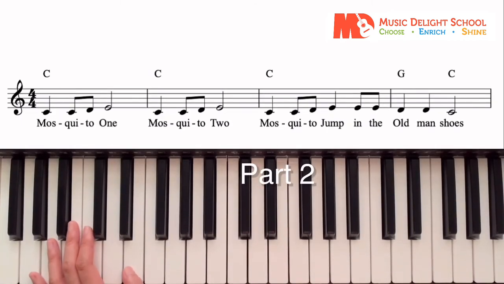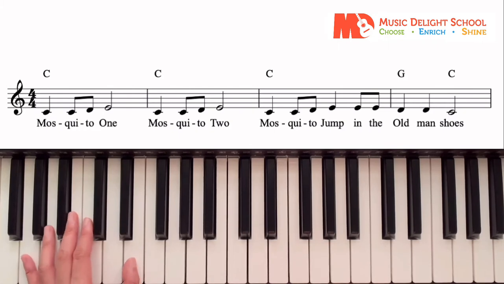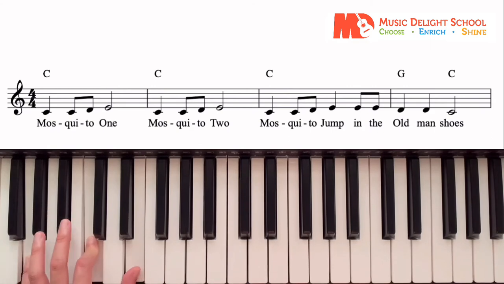So in Mosquito song, there's only two required chords, which is C chord and G chord. So now we are going to form the C chord first. Let's put your pinky on the G, and second finger on the C, and your thumb on the E. So this is your C chord.